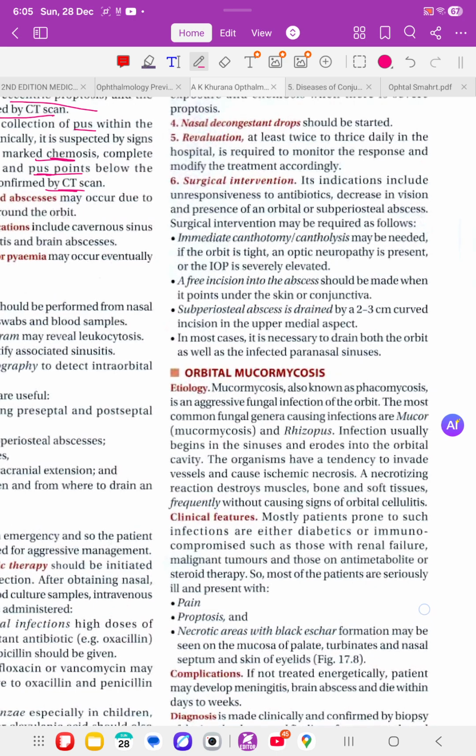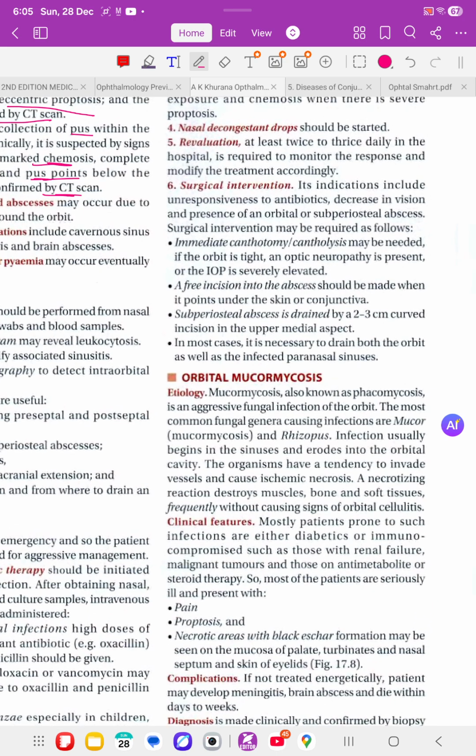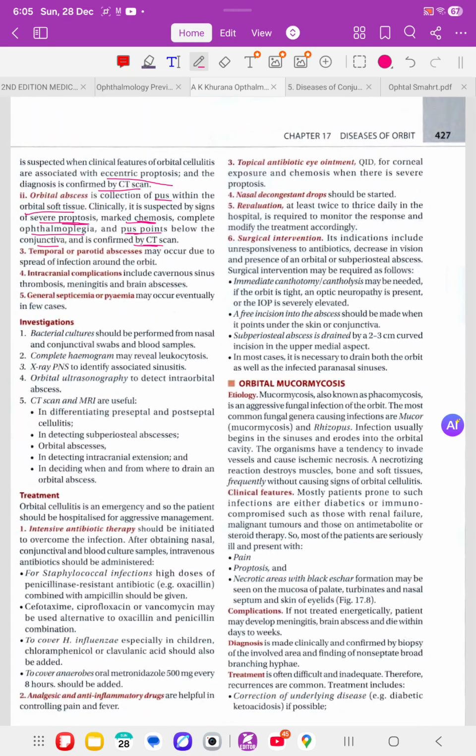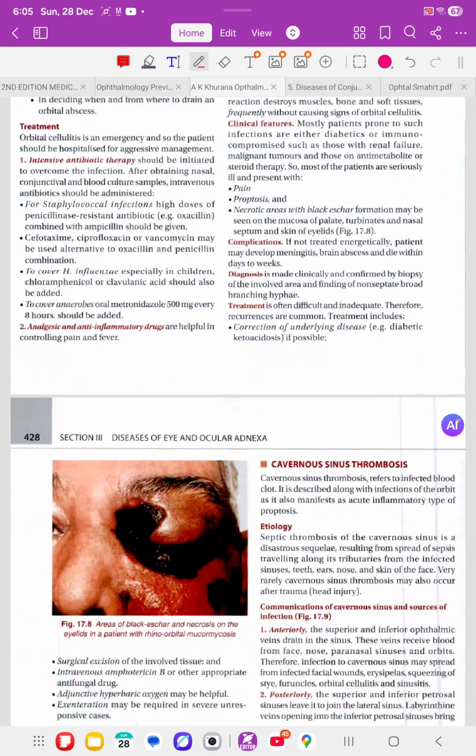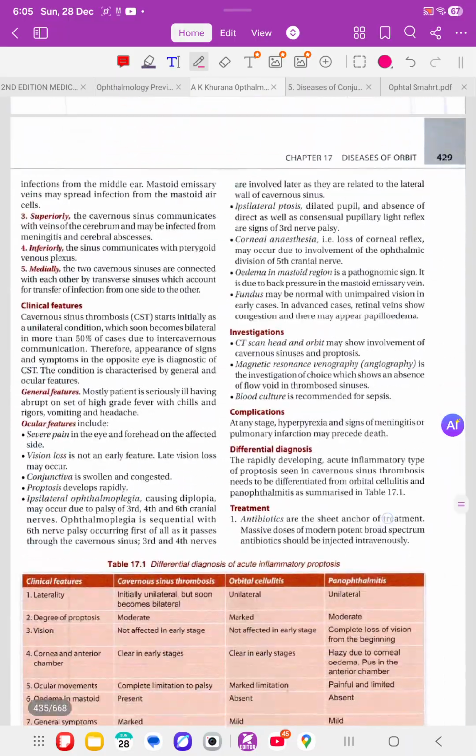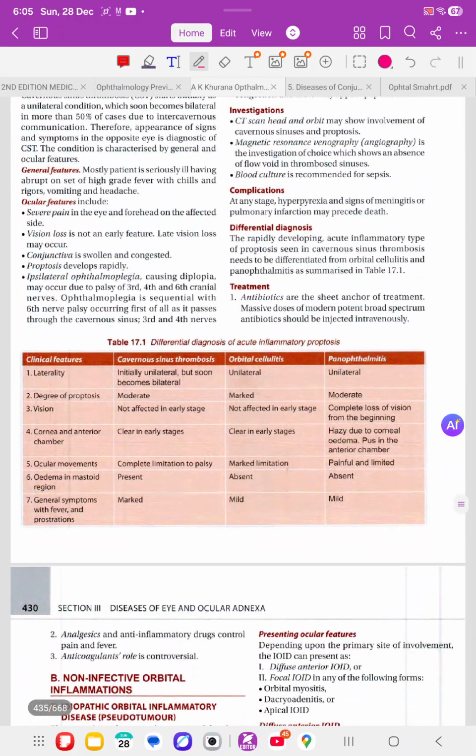Subperiosteal abscess is drained by a 2 to 3 centimeter curved incision in the upper medial aspect. In most cases, it is necessary to drain both the orbit as well as the infected paranasal sinuses. And yeah, that's it.